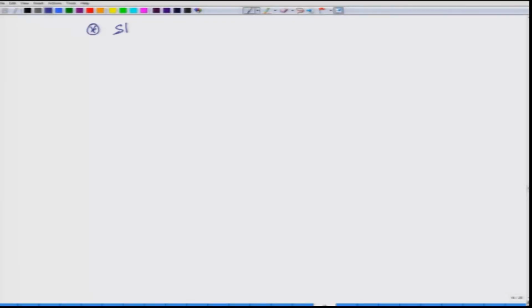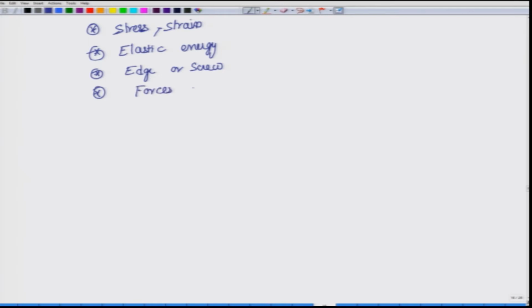So, now we have covered a lot of aspects about dislocation. For example, we have covered stress, strain, and the stress strain field around a dislocation. We have looked at their elastic energy that is stored. We have looked at different kinds of dislocation, whether edge or screw. We have looked at forces or stresses that act on the dislocation which lead to their motion.